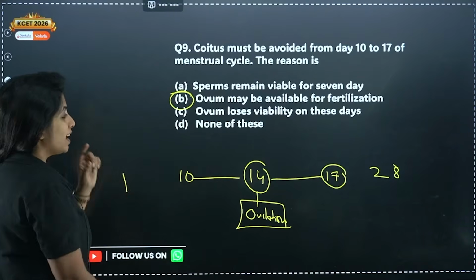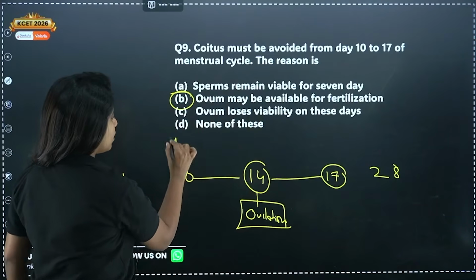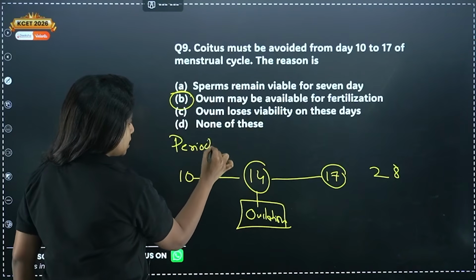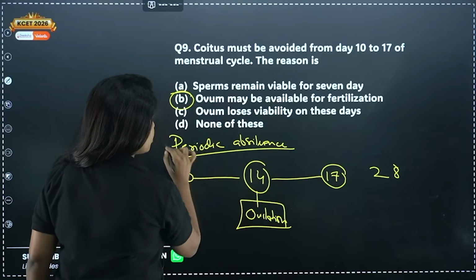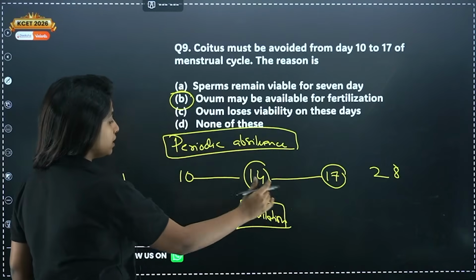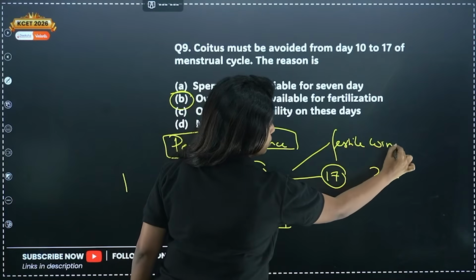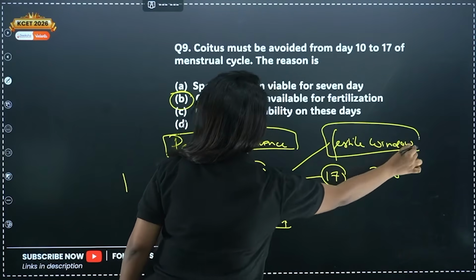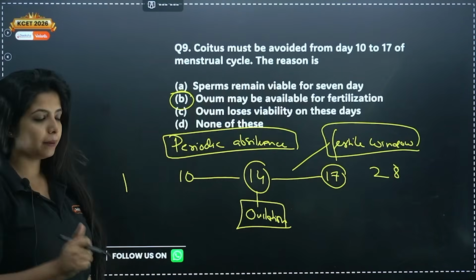And this process is a natural method of contraception. This is periodic abstinence. That means you're abstaining during one particular period, that is 10 to 17 days. This is known as the fertile window. Okay, it's known as the fertile window. Done? Clear? Okay? Chalo.